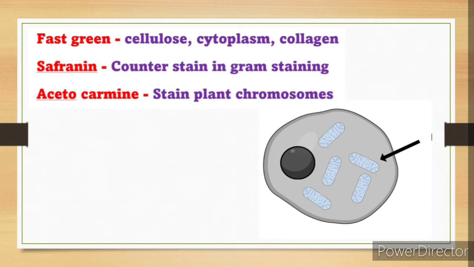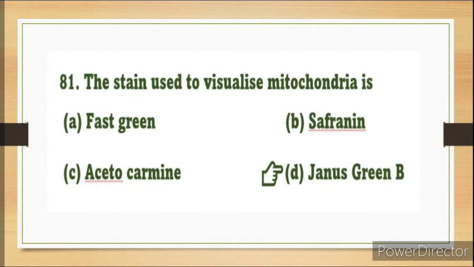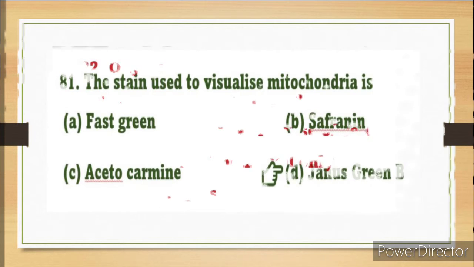in the absence of oxygen it changes to pink color. So what are the other stains? Option A, fast green. It is a protein stain. It is used to stain cellulose, cytoplasm, collagen, etc. Option B, safranin. It is a counter stain used in gram staining. Gram staining is a staining done to differentiate gram positive and gram negative bacteria. Next, option C, acetocarmine. Acetocarmine is a stain used to stain plant chromosomes. So the stain used to visualize mitochondria is Janus green B stain.